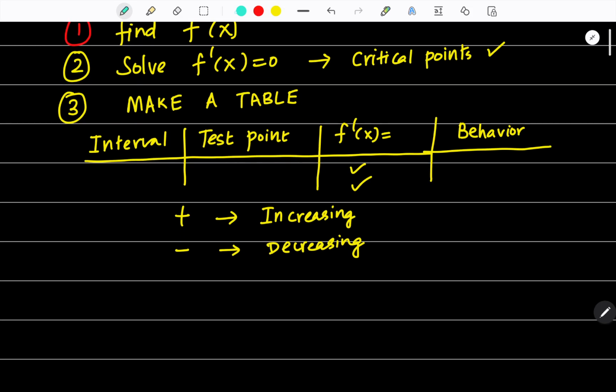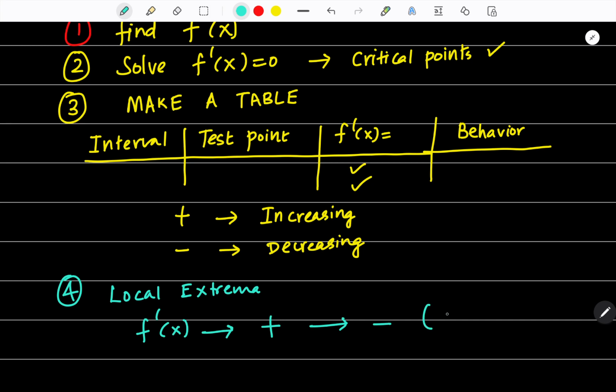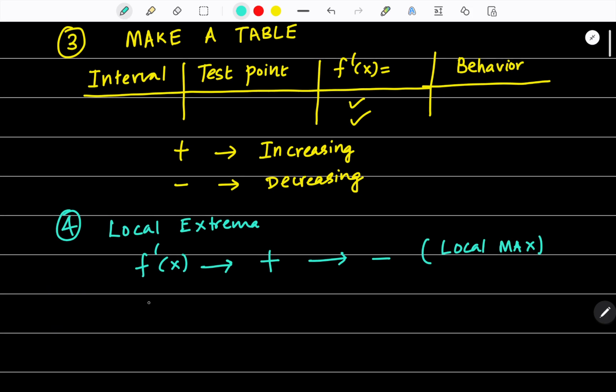Then step number 4, we are going to find the local extrema. Extrema means maximum or minimum. I already told you in the previous exercise. Suppose your f dash of x changes from positive to negative, that is plus to minus, then you will get local maximum. Keep in your mind. And if f dash of x changes from minus to plus, then you will get local minimum. This is step number 4.